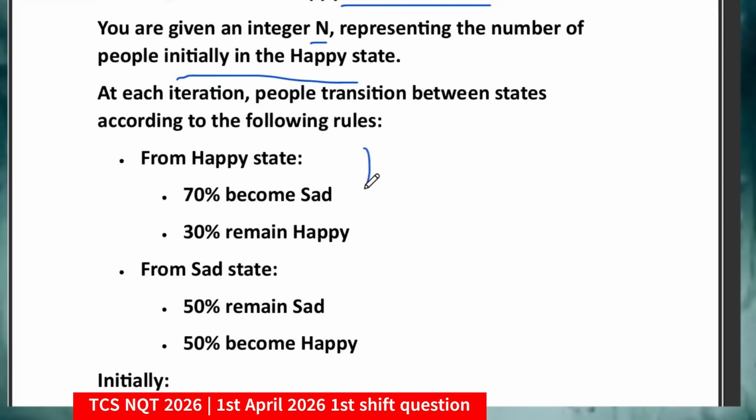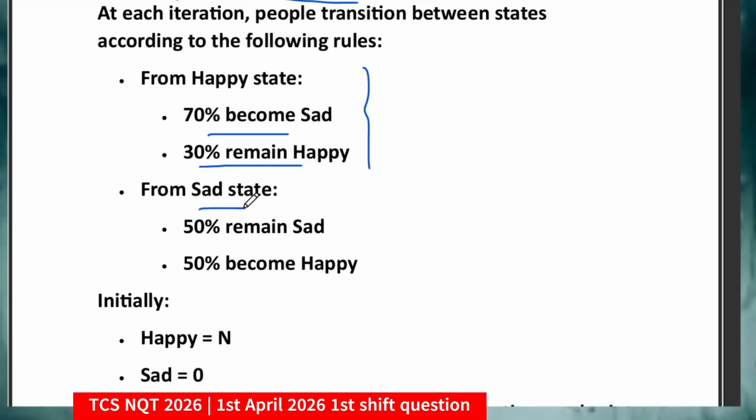So they have given some rules. From the happy state, 70% become sad and 30% remain happy. From the sad state, 50% remain sad and 50% become happy.